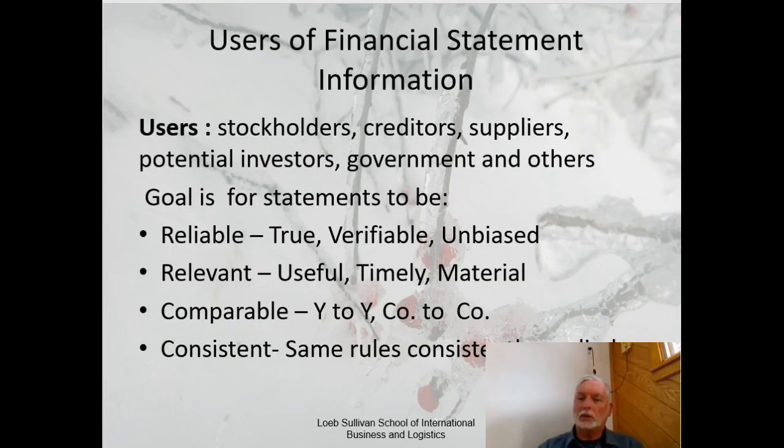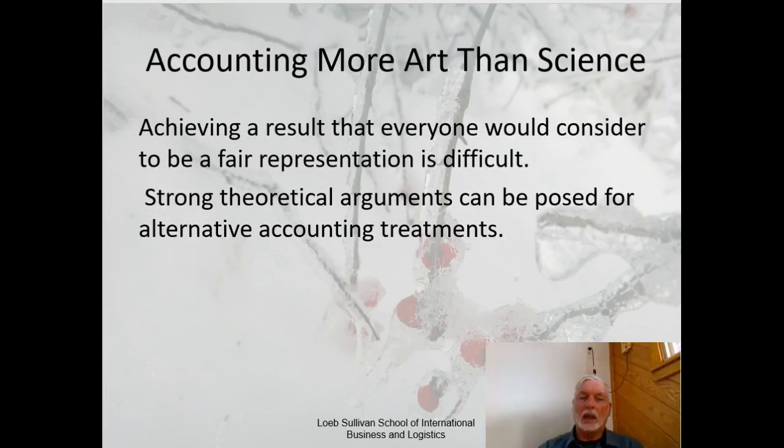We talked about this way back at the beginning of the course. The users for these things are as listed there: stockholders, creditors, suppliers, and so forth. The standards need to give these readers reliable, relevant, comparable, and consistent information. So those are the ways that GAAP sets those rules.